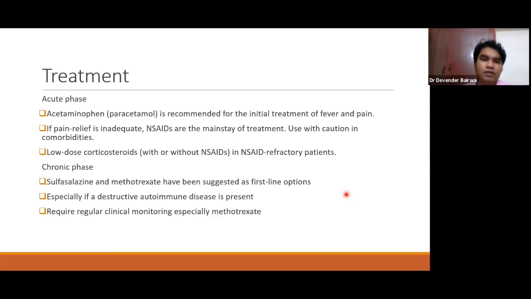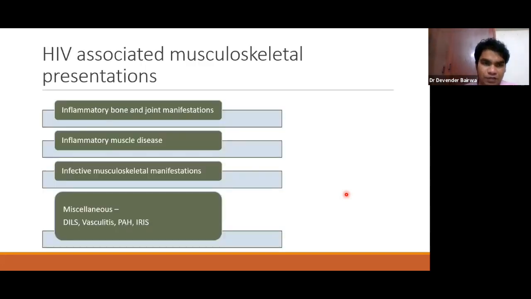And when you're starting these DMARDs, you have to regularly follow those patients. Generally, hydroxychloroquine should not be given to these patients. So this is one important message for you. HCQ is given left and right for inflammatory arthritis, but what has been seen is that in chronic chikungunya arthropathy, HCQ has been found to worsen disease. So mostly try to avoid HCQ in these patients.